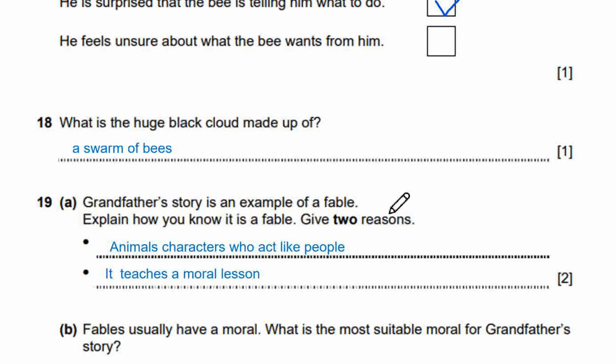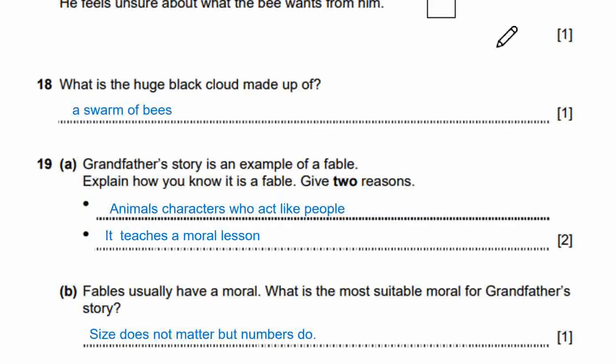Question 19b, fables usually have a moral. What is the most suitable moral for grandfather's story? So type down, size does not matter. So the bee is small, but a swarm of bees, great numbers matter. Numbers do. So that's how the monster is defeated.